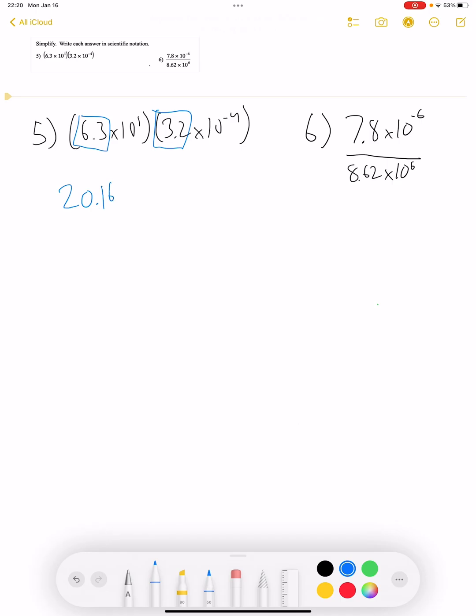All right, so that's the first part of multiplying my numbers. The second part is I need to multiply my tens, my base tens. Now this I actually use my exponent rule. So this is times 10 to the first. Now remember, if we multiply our bases, we can add our exponents. So that's 1 minus 4. So that becomes 20.16 times 10 to the negative third.